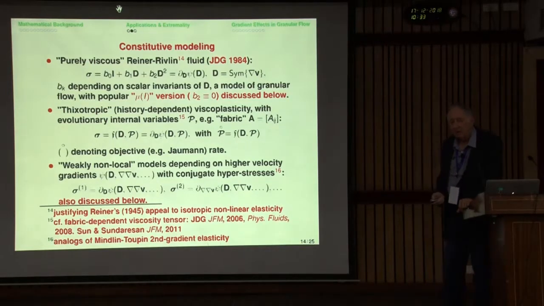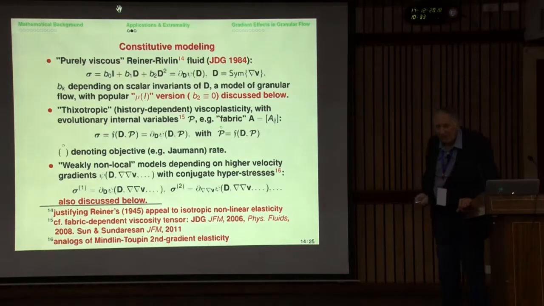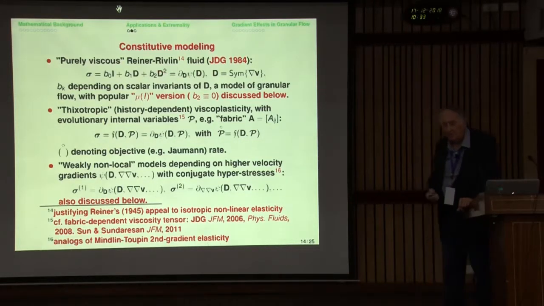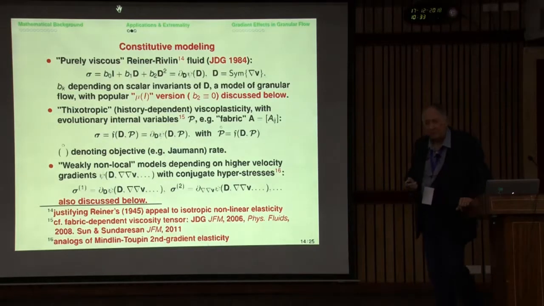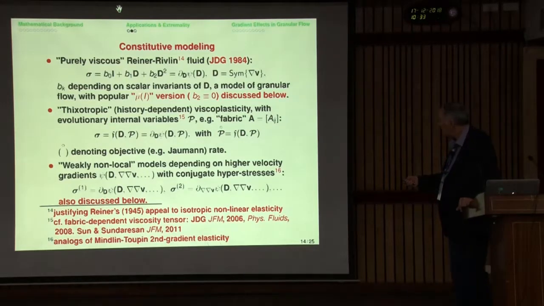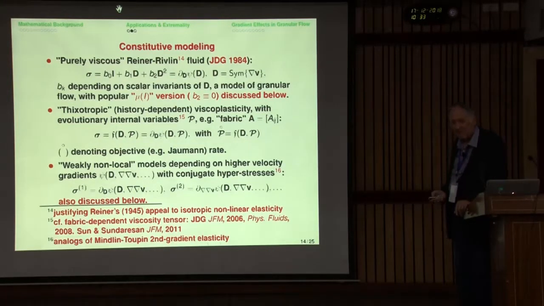Professor Kakar talked about normal stresses. Well, this will give you a model with zero primary normal stress and with second normal stresses. So you can probably extend the mu of I model in some way to get these normal stresses if you're willing to neglect the primary normal stress.